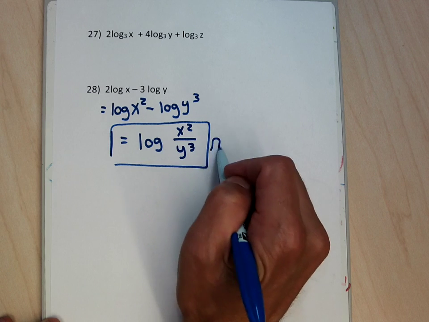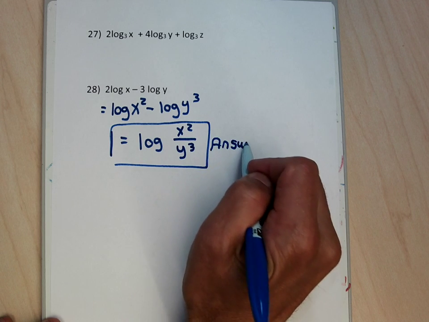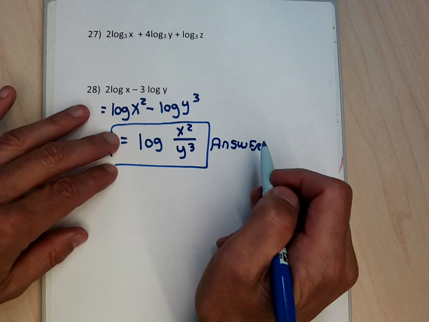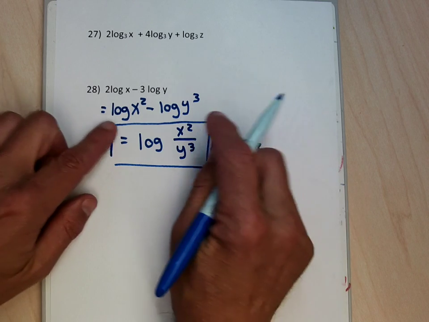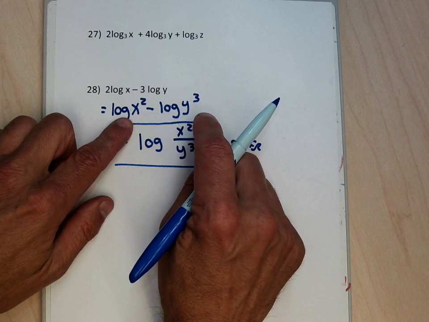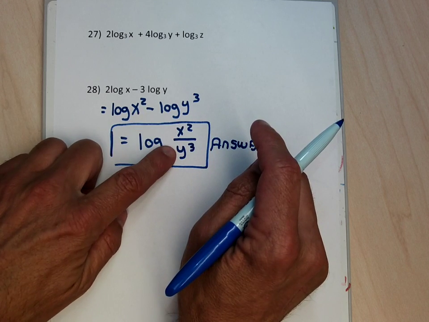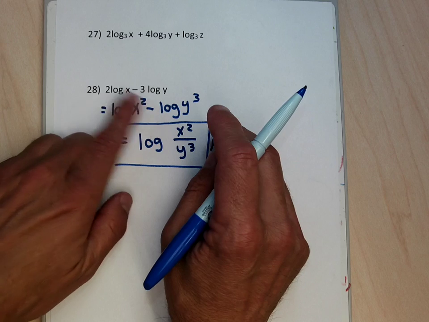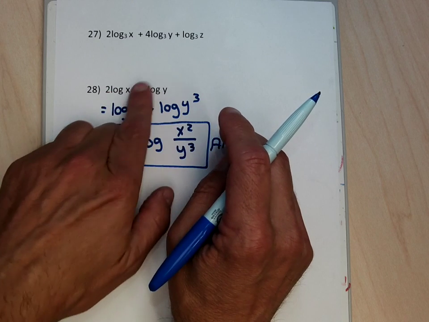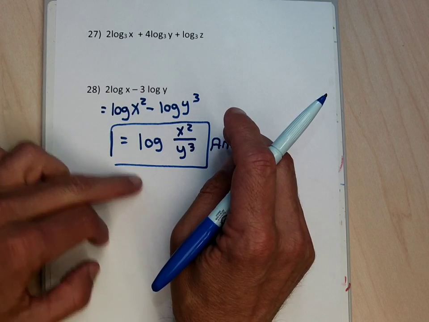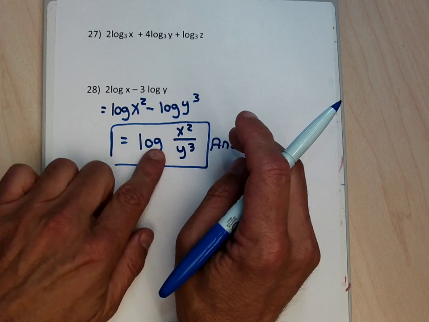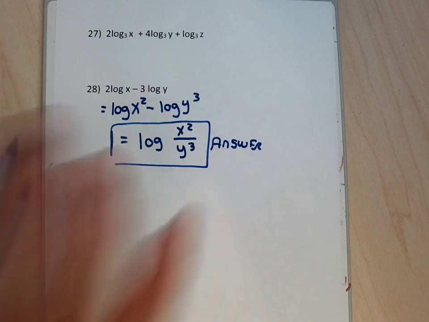This would be my answer to problem 28. And again, if you were given this problem and asked to expand it, the first thing you would do is write 1 log for the x squared, 1 log for the y cubed. The sign between them would be a minus because the y is in the denominator. Then you'd bring the 2 and make it in front of the x, the 3 and make it in front of the y. So we're just going backwards in some sense. This problem would expand to that problem.